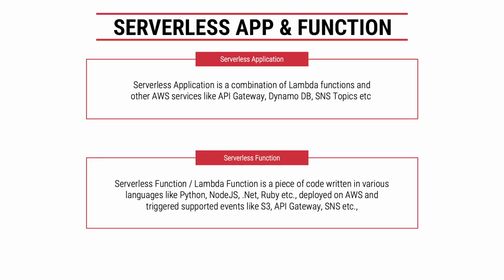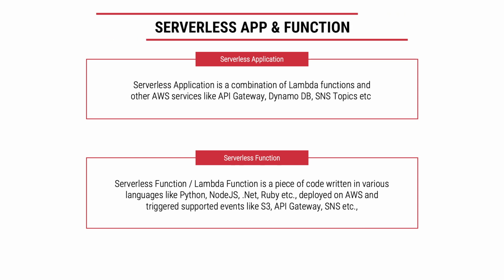Now, when we talk about serverless, we often hear serverless applications and serverless functions. Basically, a serverless function or a Lambda function is a piece of code you write and deploy to AWS, which gets triggered by various events. A serverless application can contain one or more Lambda functions, and additionally, it can contain various other services as well. Most commonly, API gateways, DynamoDB tables, or SNS topics, and so on.